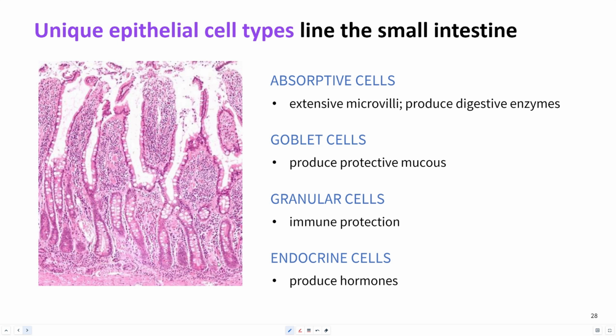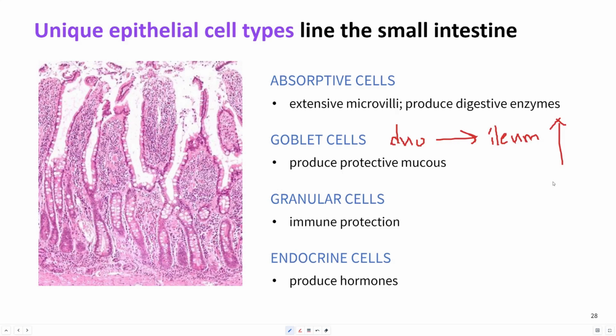The goblet cells within the simple columnar epithelium produce mucus, which lubricates and protects the intestinal lining. The number of goblet cells increases as you go from the duodenum towards the ileum. Then we also have the granular cells, which provide immune-based protection. These are often mixed with the Paneth cells, which are located at the base of the intestinal crypts. They secrete substances like lysozyme and other antimicrobial agents to help with the innate immune system.